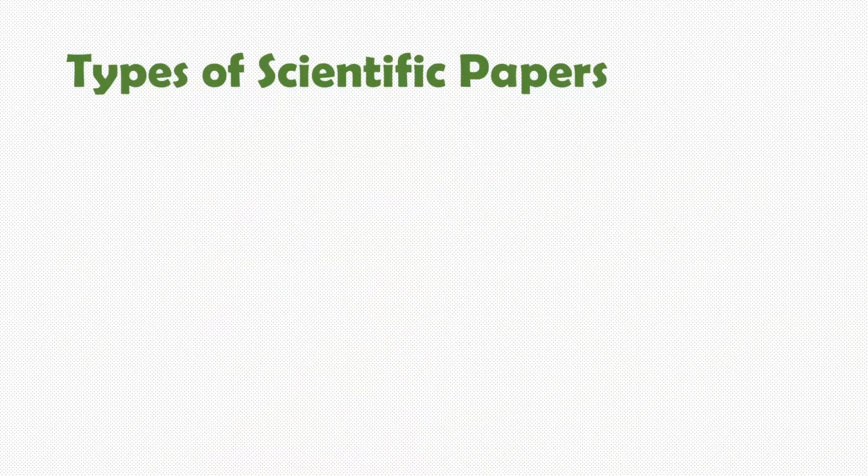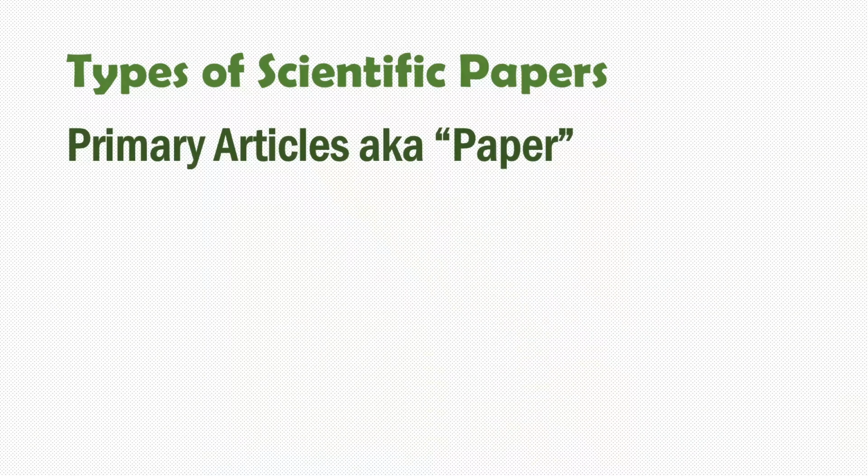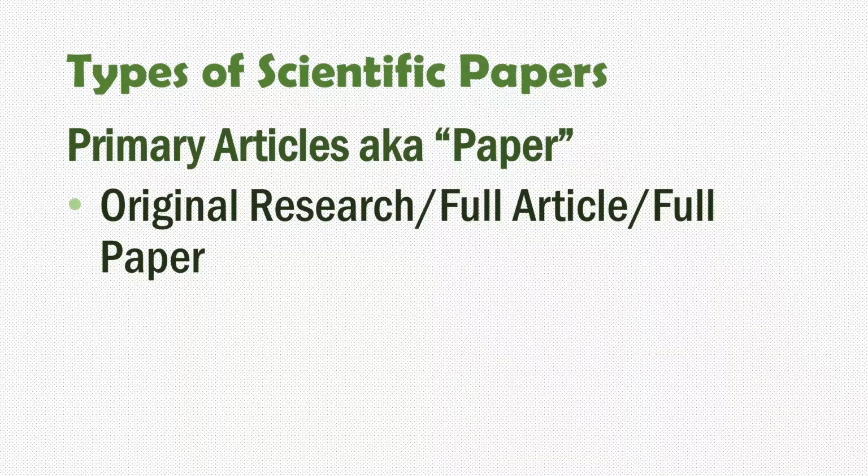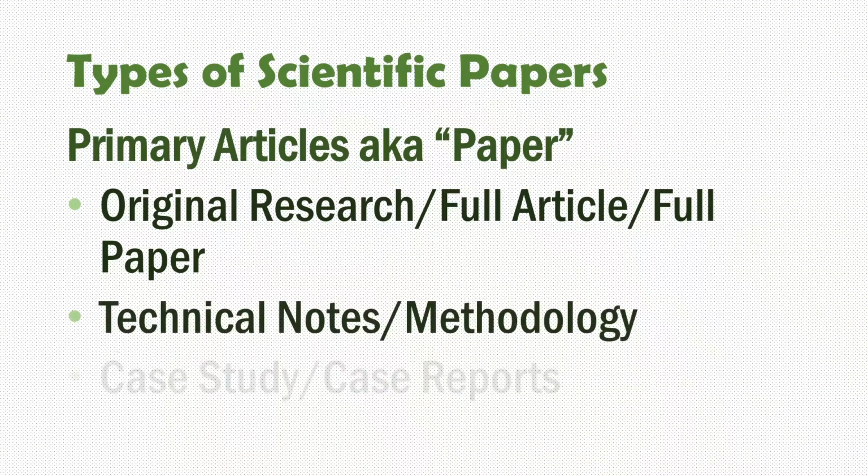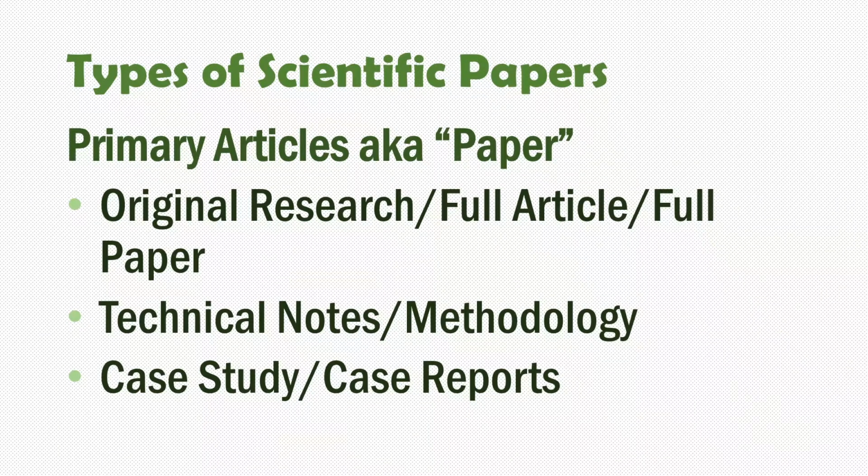There is a wide variety of scientific papers. Primary articles, commonly referred to as paper, result from research conducted by an individual scientist or researcher, or collaboration by a group. These include original papers, also called full article or full paper, technical notes or methodology, and case study or case reports. Most primary literature are published in scholarly journals.